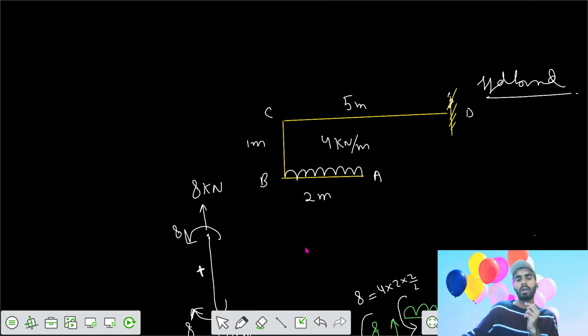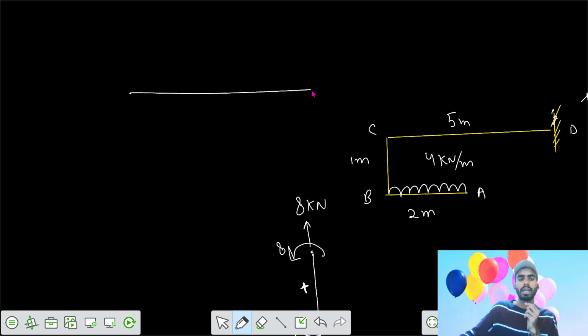Then after that we have that cantilever. Say this is your 5 meter. Now the actual force was 8 kilonewton. Here the force transferred would become a shear force of downwards 8 kilonewton. Then you had 8 kilonewton meter acting anti-clockwise. Here the moment would be clockwise 8 kilonewton meter. Now we can directly say, what is the value of bending moment here?